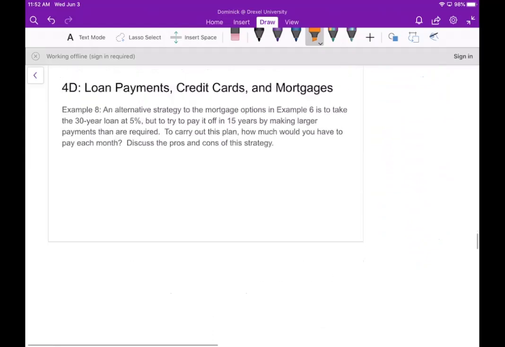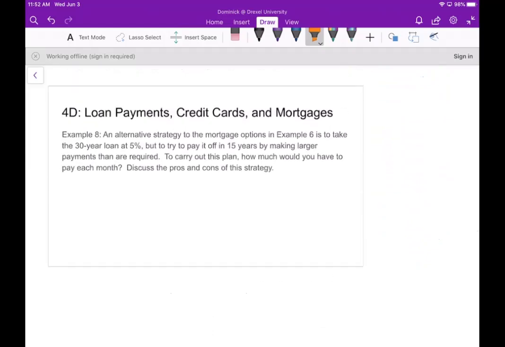Okay, so in the next example, we'll discuss an alternative strategy to the mortgage options. In example 6, it is to take the 30-year loan at 5%, but to try and pay it off in 15 years by making larger payments, right? So first, let's figure out how much we have to pay each month, right? So this is the same formula. So we're going to find that our payment, we still want to pay off, let's just say 100,000.